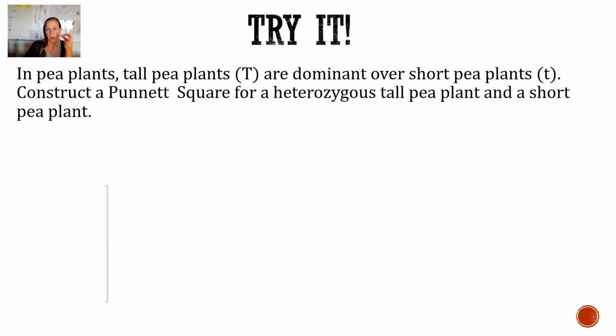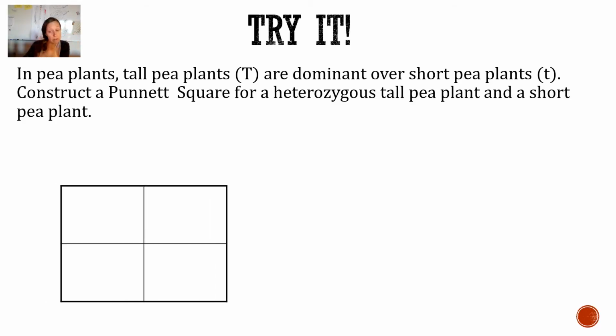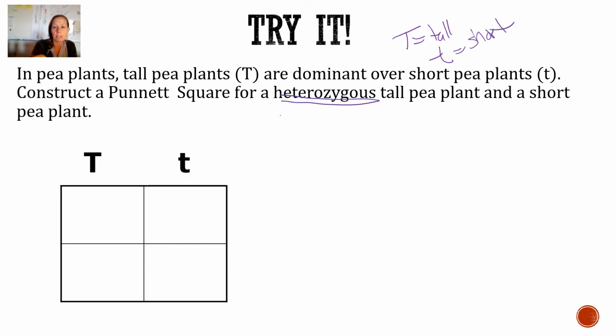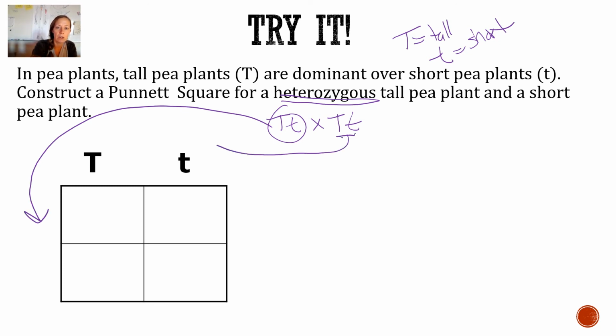All right, so now we're going to try it. And you should be writing these in the drawing side of your notebook. All right, so in pea plants, tall peas are dominant over short. So I'm going to write capital T equals tall, lowercase t equals short. Okay, and I'm going to make a Punnett square for 2 heterozygous tall plants. So Tt times Tt. One of them goes on the side, the other goes on the other side. Make sure you keep the parents' alleles together.